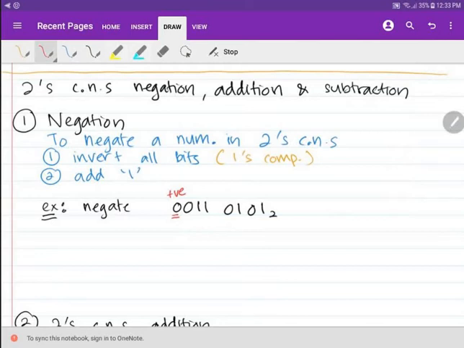So let us see. What are the steps for negation? You perform first complement, which is you invert all the bits, and then you add 1. So you get 1 1 0 1 0 0 1 1. Now look at the most significant bit. What happens? It has become negative. Is that okay? Any question up to this point? Okay.